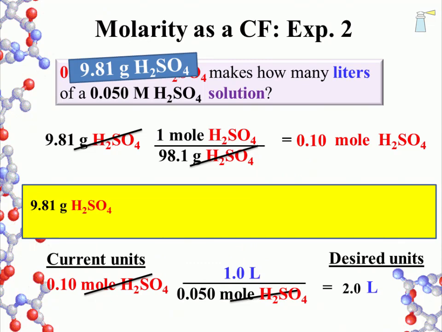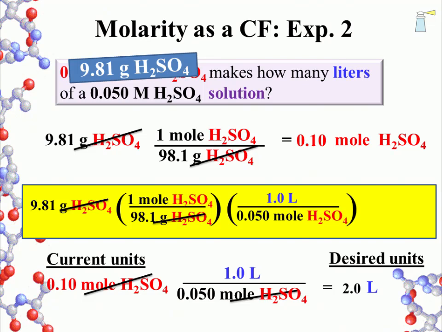The given or starting or current units in this problem are the grams of sulfuric acid, which need to be converted into moles. Insert the first conversion factor, the flipped molecular weight, and cross out gram units. That leaves moles, which the second conversion tells us uses the flip of the molarity as a conversion factor. Verify that the unit moles cancel out, get the calculator, and punch a final value of 2.0 liters. This modified example 2 is a very common homework molarity problem.